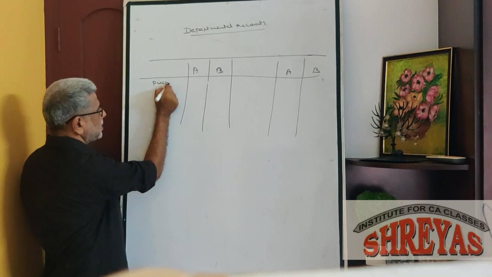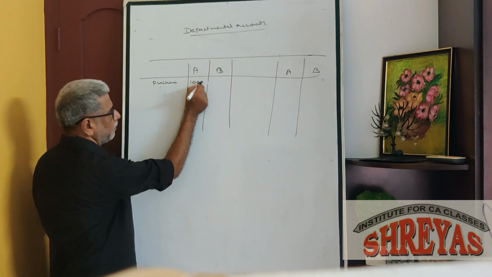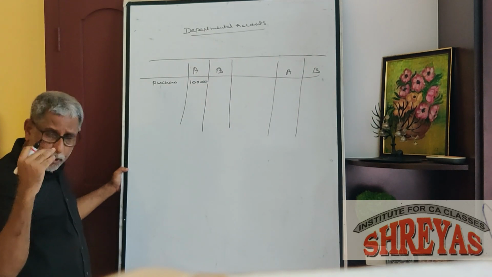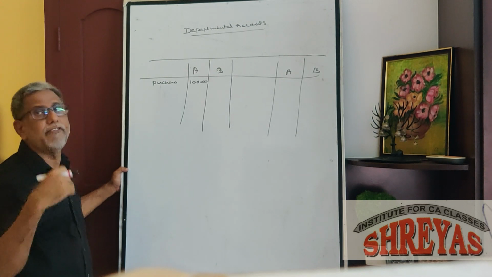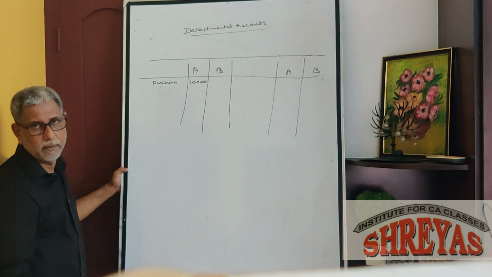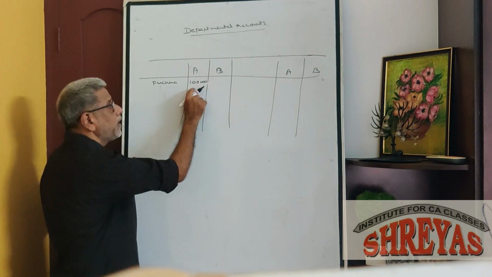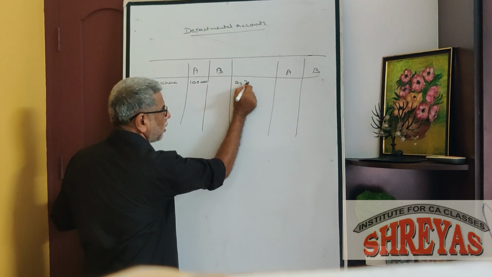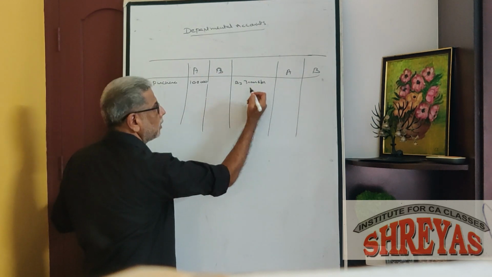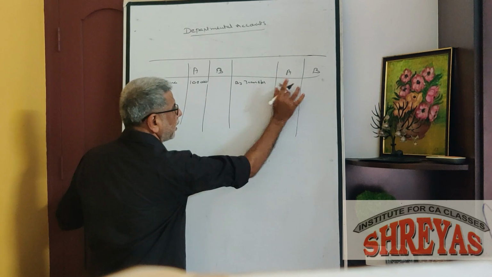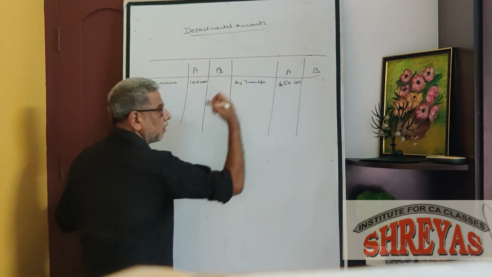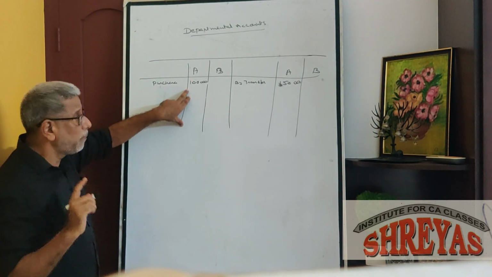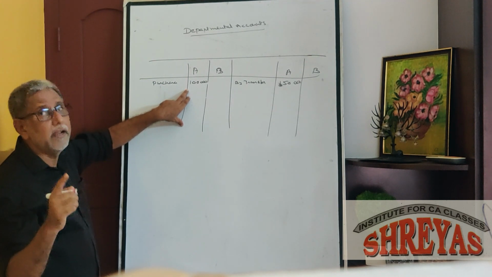So suppose purchases of A is 1 lakh. That 1 lakh worth of goods is transferred to department B at a profit of 50% on cost. So the profit comes to 50,000. So this amount, purchases transferred to B by transfer to B, how much? 1,50,000. That means department A made a profit of 50,000 by transferring the goods to the sister concern department B.